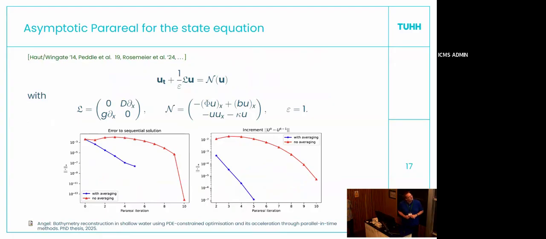Because if G and D are bigger than 1, then maybe your epsilon is actually small. The wave speed is square root G times D. So if that's big, then you actually have a small epsilon. We tried this for the adjoint as well, but didn't really get much benefit. It's weird it works for one but not the other. Not clear why.